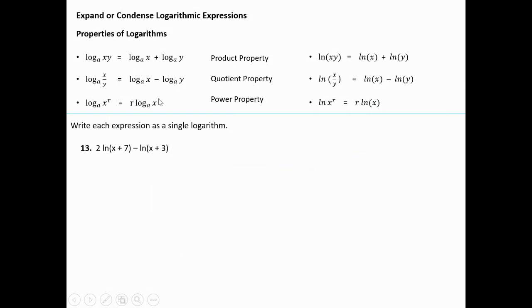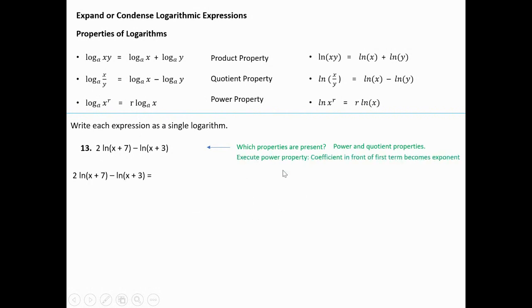So first of all, we know it's minus, so it's going to have the quotient property. And it has a number in the front, right? Number in the front means it's also going to be the power property. So which properties are present? The power and the quotient. So first, execute the power. The coefficient goes to the front, to the top here.